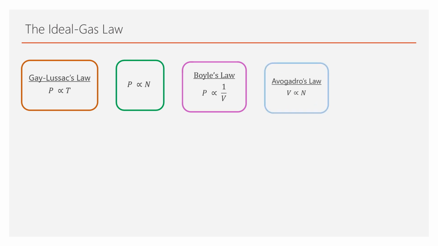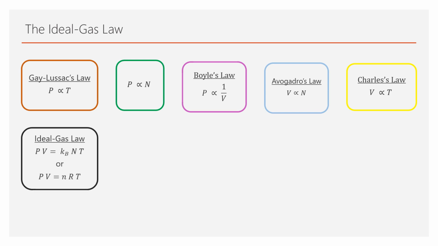And we saw Avogadro's law, which said that the number of gas atoms in a given container was proportional to its volume. And finally, we saw Charles' law, which said that the volume of a gas was going to be proportional to its temperature. We can combine all of these statements to get to the ideal gas law, which can be written as PV equals k_B T, or, which is common in chemistry, PV equals nRT.